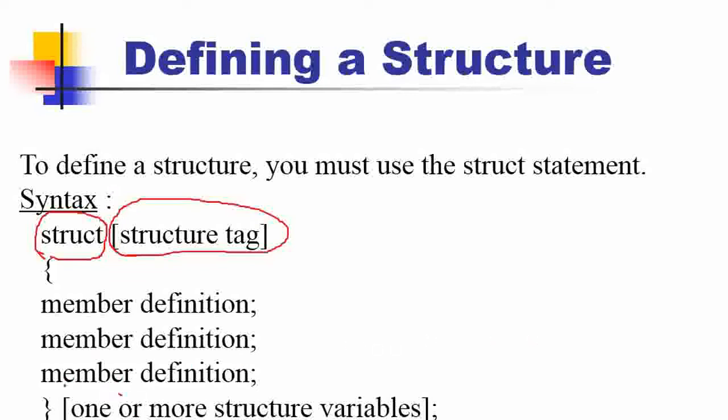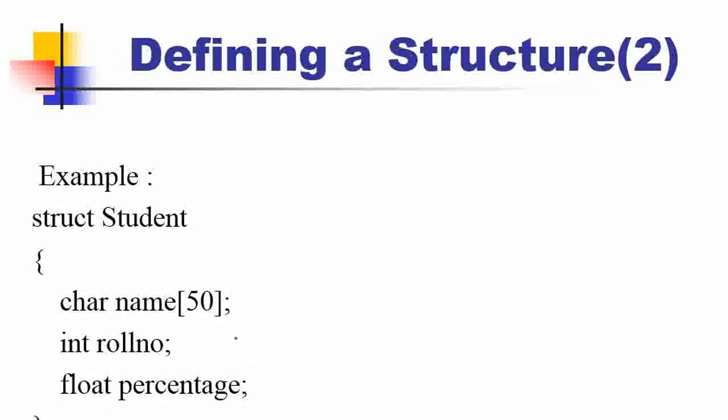Likewise, this is the place before the semicolon and after the end braces of the definition. We can have the structure variables over here. I will tell you later how we will be doing this with an example. So here we have taken the same example, struct student, char name[50], int roll number, float percentage. This I have already explained to you.